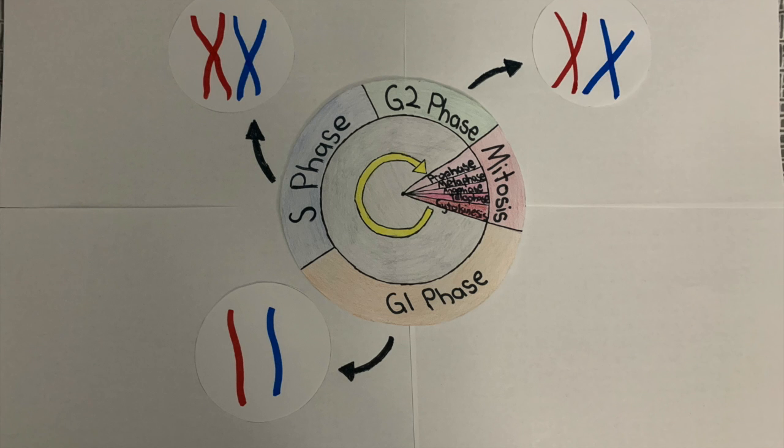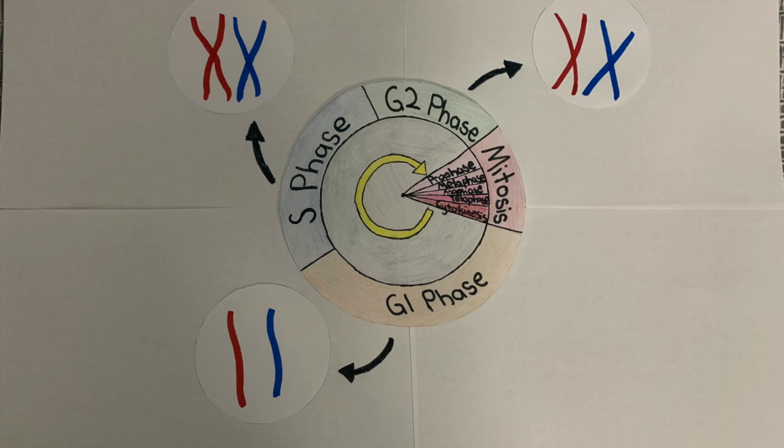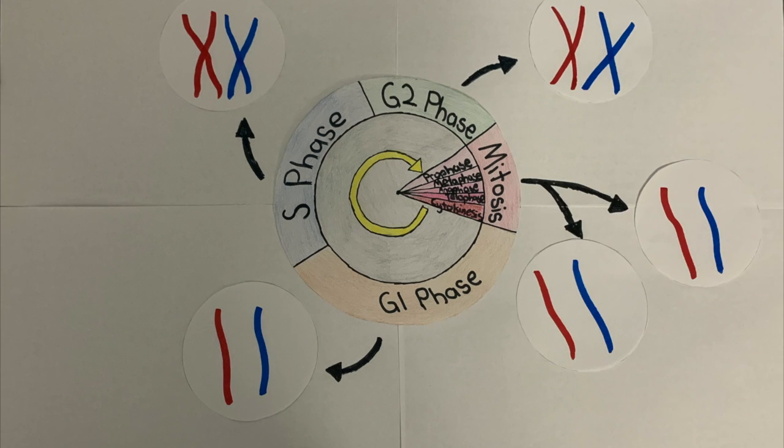Cytokinesis is the division of a cytoplasm. Usually, cytokinesis involves the formation of a cleavage furrow which pinches the cell in two. At the end of mitosis, two haploid daughter cells are produced.